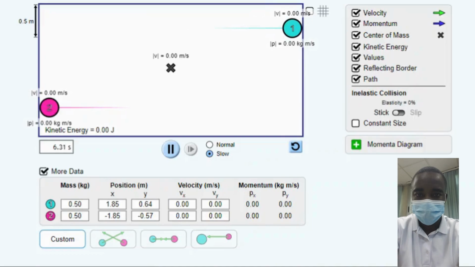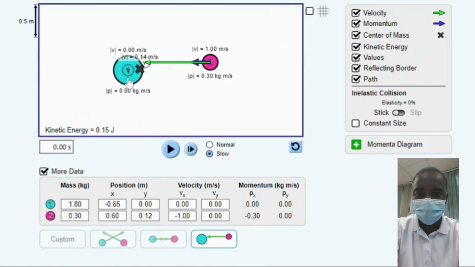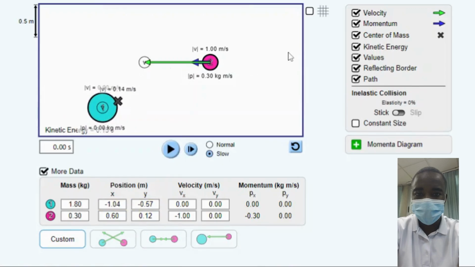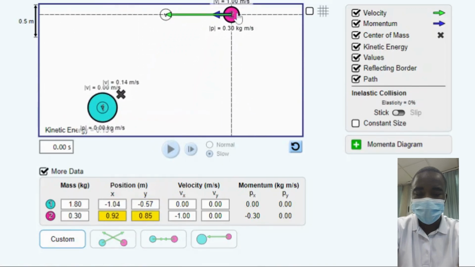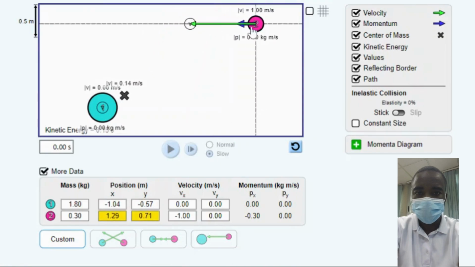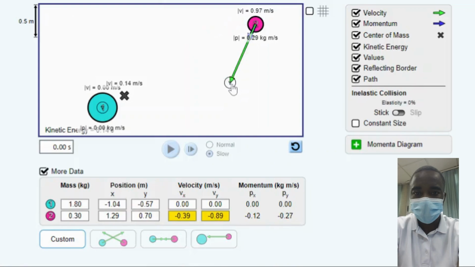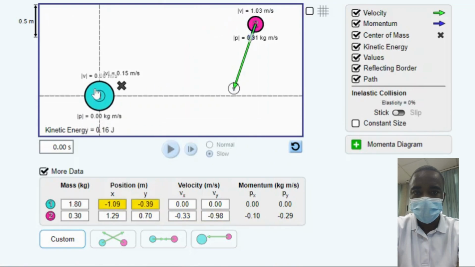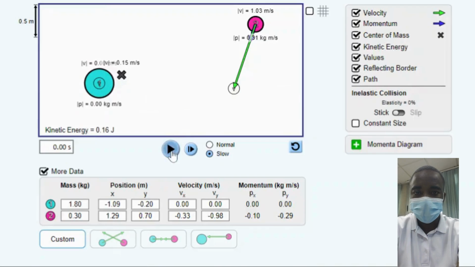Students can adjust various parameters of the objects, including mass, velocity, and angle of impact. This flexibility allows students to create and analyze different inelastic collision scenarios. For example, they can observe how changing the mass of one object affects the outcome of a collision, or how altering the angle of impact influences the trajectories of the objects.